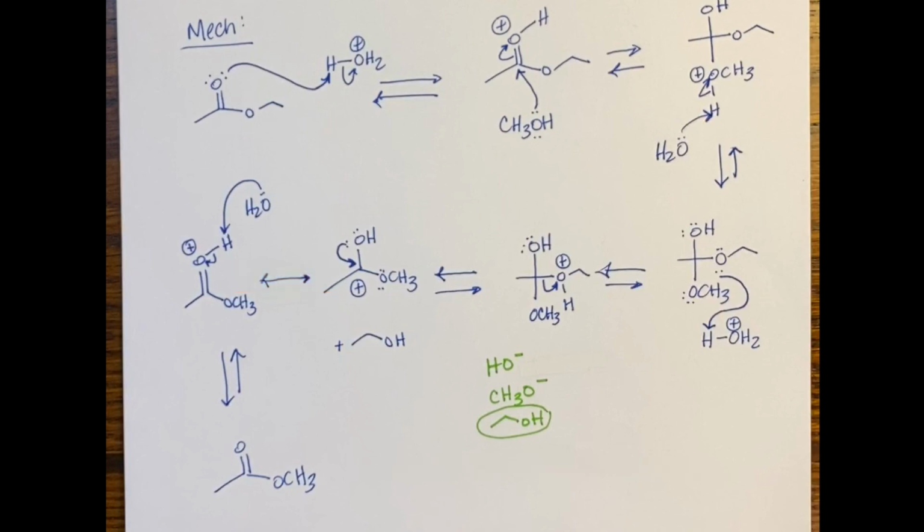But again, what's going to drive this reaction forward, what's going to help us make the product that we want to make out of this reaction, is the fact that we're going to run this reaction with a large excess of methanol, which is the alcohol that we need to be in my final product. So overall, this is the transesterification mechanism for the ethyl ester to the methyl ester.